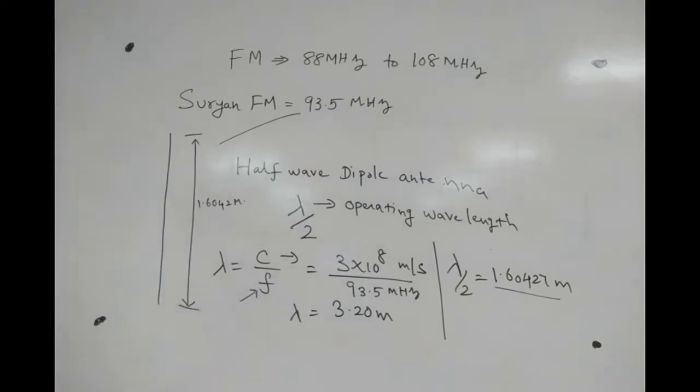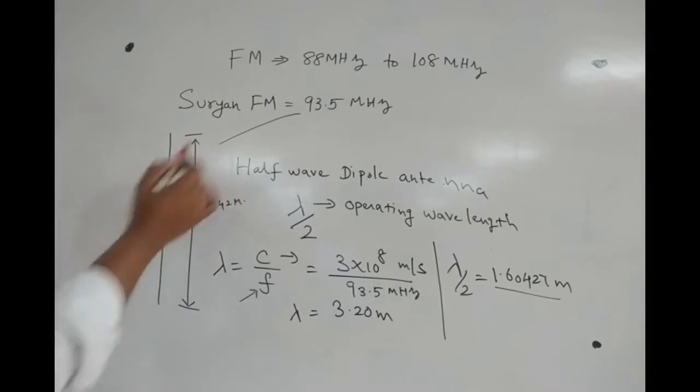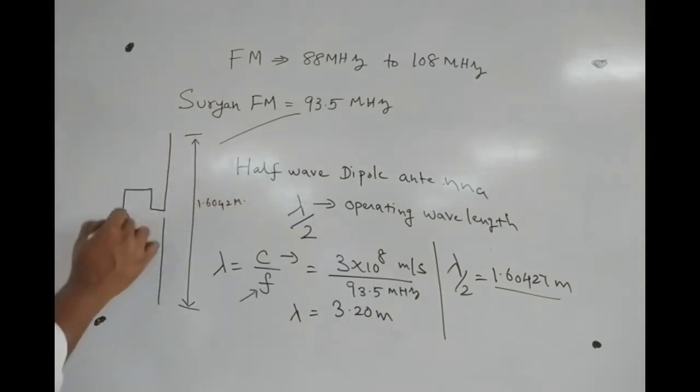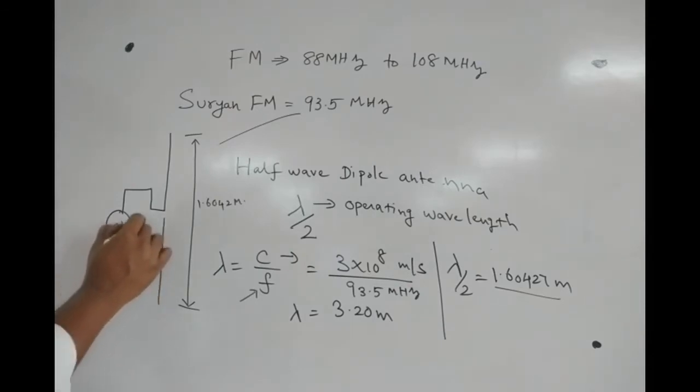A thin metal rod I'm going to take. So how am I going to excite this metal rod with this signal? At the center. As we very well know, a half-wave dipole antenna should be center excited, and at the center I'm going to excite this antenna. So at the center I'm going to apply my RF signal.